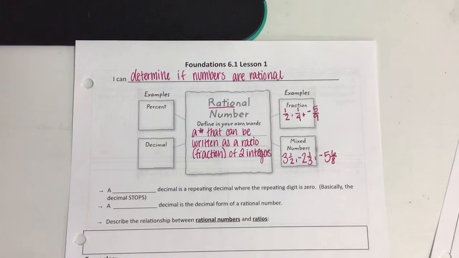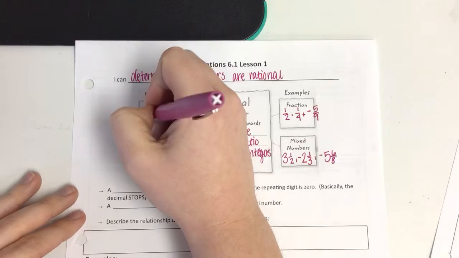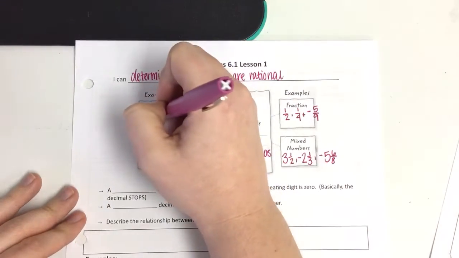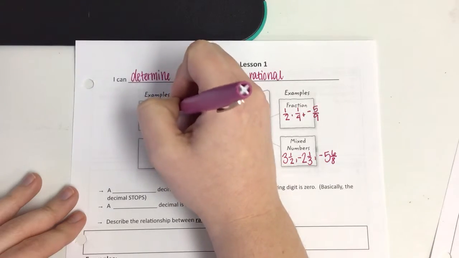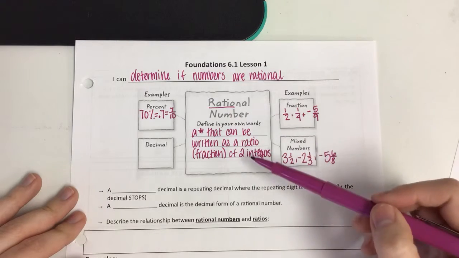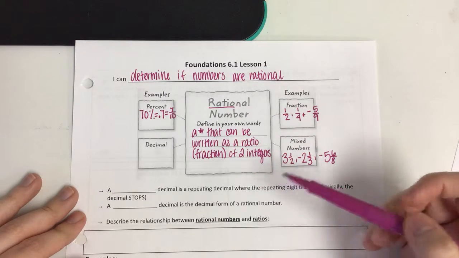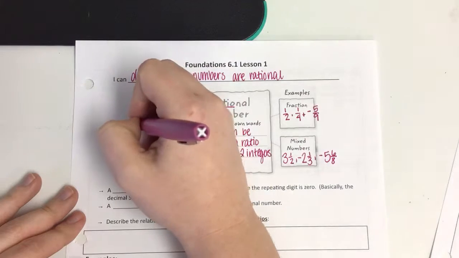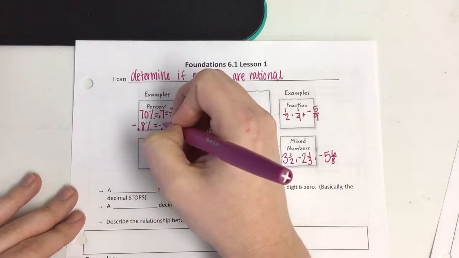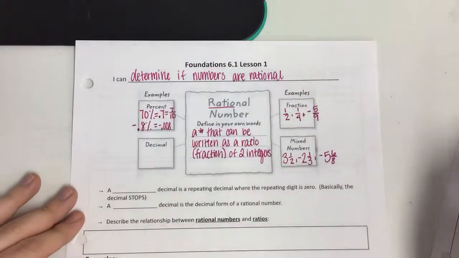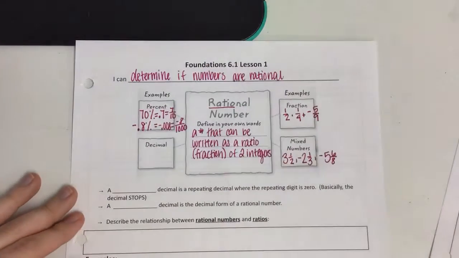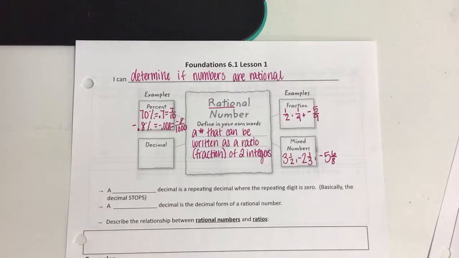So some percent examples are 70%. 70% is the same thing as 0.7, which is the same thing as 7/10. Again, 70% can be written as a fraction, so it is rational. If you do the same thing with -0.8%, that is the same thing as -0.008, which can be written as -8/1000, and then simplified, which again is a fraction, so it is rational.